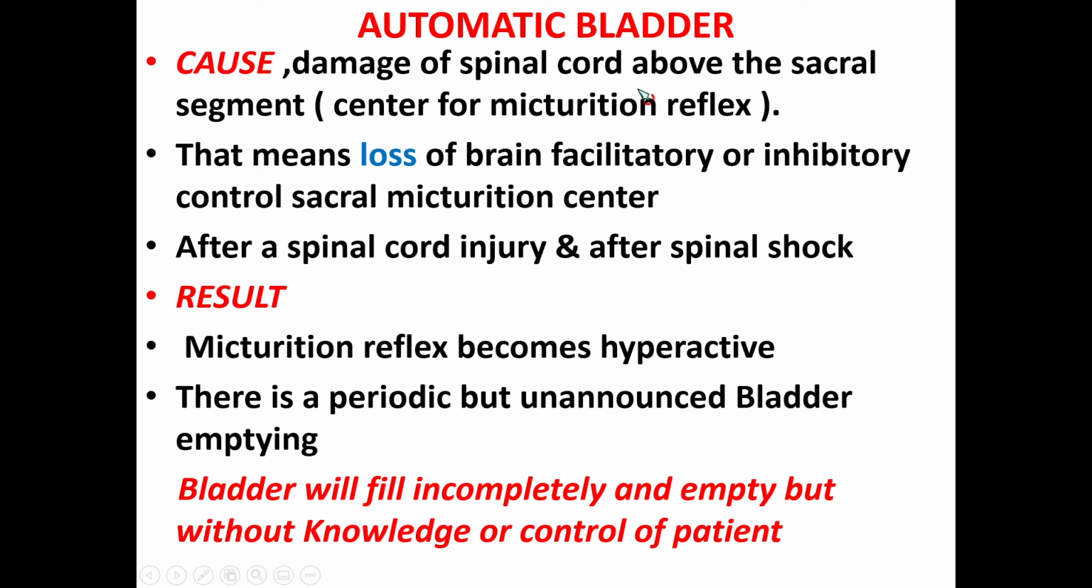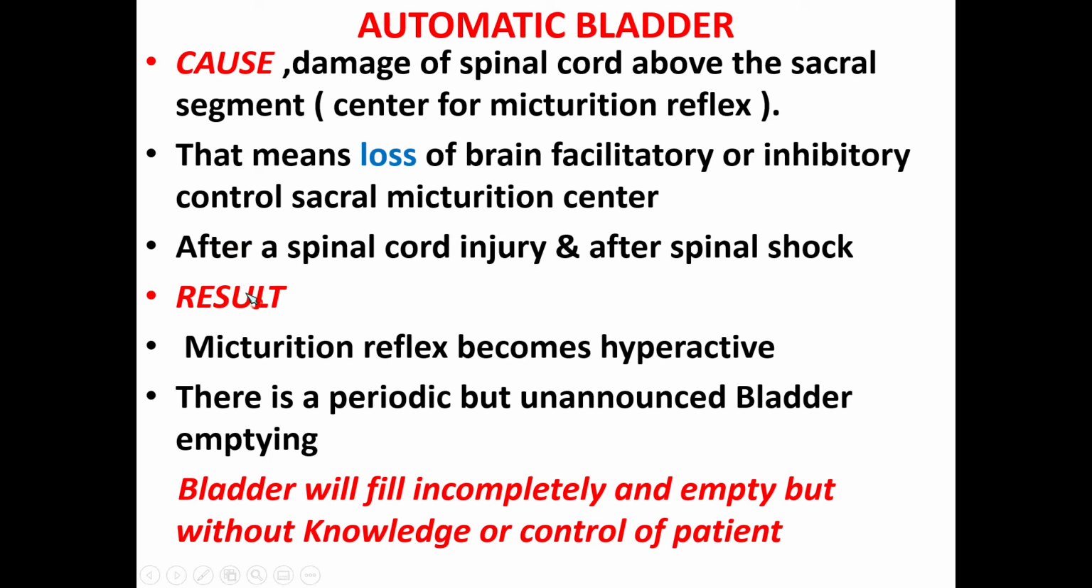If the micturition center is normal, but above it there is damage, such as gunshot wounds or other types of damage, it will lead to the automatic bladder. That means the brain's facilitatory and inhibitory control over the sacral micturition center is lost. Your reflex micturition center is in S2, S3, S4 and is normally saved, and the damage is above it. So the brain's facilitatory or inhibitory impulses are not there.